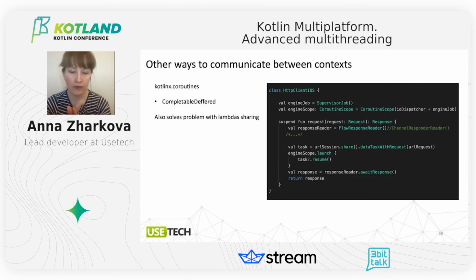And also the awaitable mechanism helps to avoid too much callback hell in our code, and it also solves the problem with lambda sharing, because if you try to send the response into the lambda in your request, you will also receive a crash, an attempt to mutate something frozen.